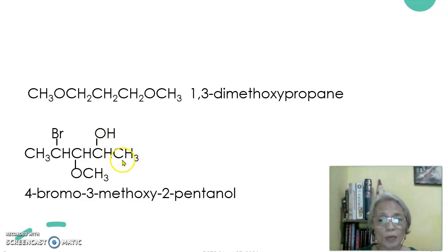So numbering of carbon starts at the end near the OH group. So this is carbon number 1, 2, 3, 4. So bromo is attached to carbon number 4 and methoxy group is attached to carbon number 3. So we name the substituents using the alphabet. So bromo comes first. So we have 4-bromo-3-methoxy-2-pentanol. So notice the use of hyphen to separate numbers and letters.